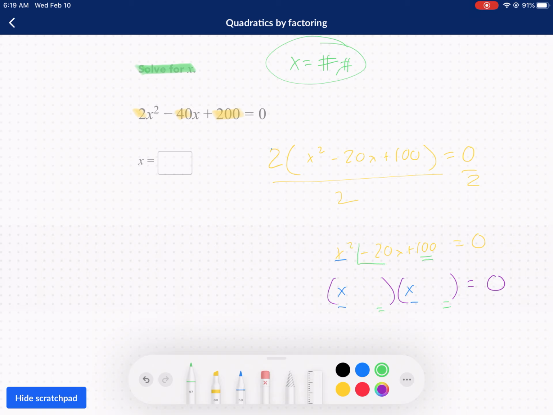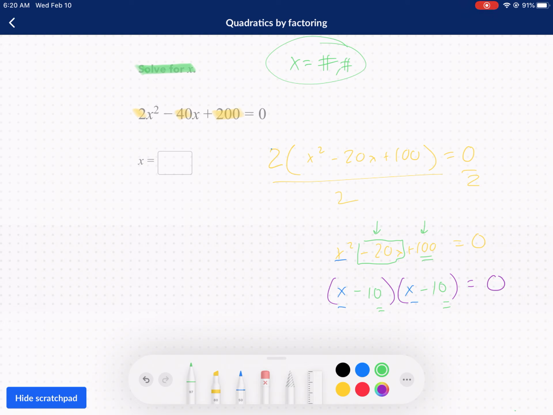And we have to keep in mind that they need to add up to negative 20. Because the third term is positive, that means the signs are going to be the same. The middle term's negative, so both those signs are going to be negative. So we have x minus, and then the factors of 100 that also add up to the middle coefficient, which is 20. That's 10 and 10. So we have x minus 10, x minus 10.